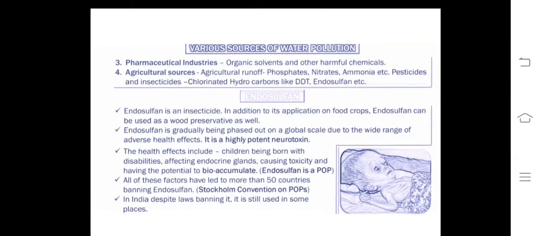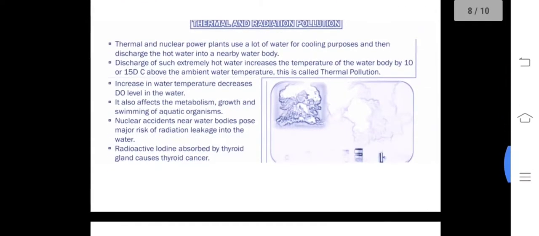You see, the Stockholm Convention on Persistent Organic Pollutants. Yes, Ramananji, I told you a number of times. POP, persistent organic pollutants. Stockholm Convention, we have many conventions, like, yes, Ramsar Convention. We have Bonn Convention, many site conventions. In India, despite the law banning it, it is still used in some places, you know.